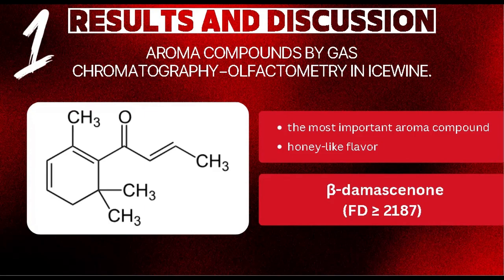The first one is beta-damascenone. Due to many reasons, it was determined to be the most important aroma compound in ice wine. It significantly had the highest FD of 2,187. It was described as a honey-like flavor, although it was often described as a cooked apple flavor. This may be due to the difference in concentration, which results in a different aroma profile.